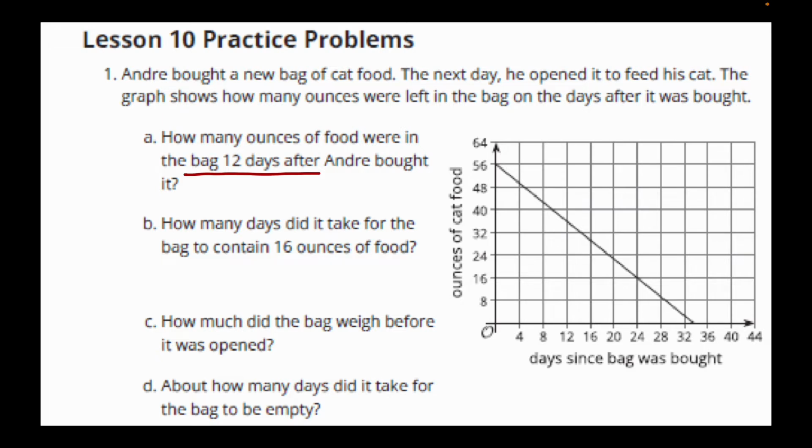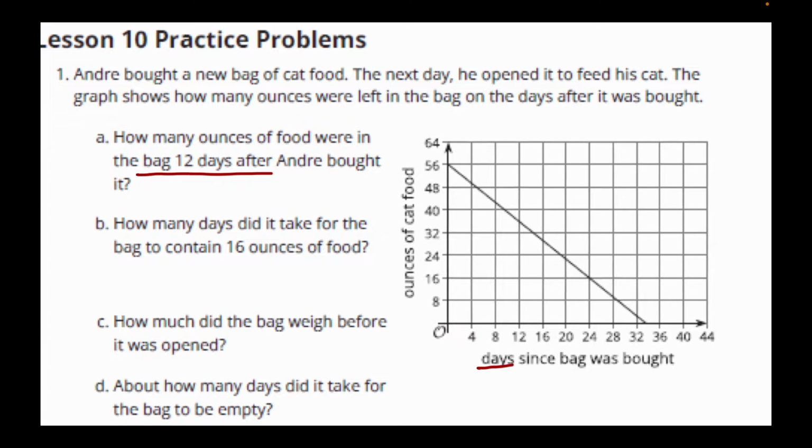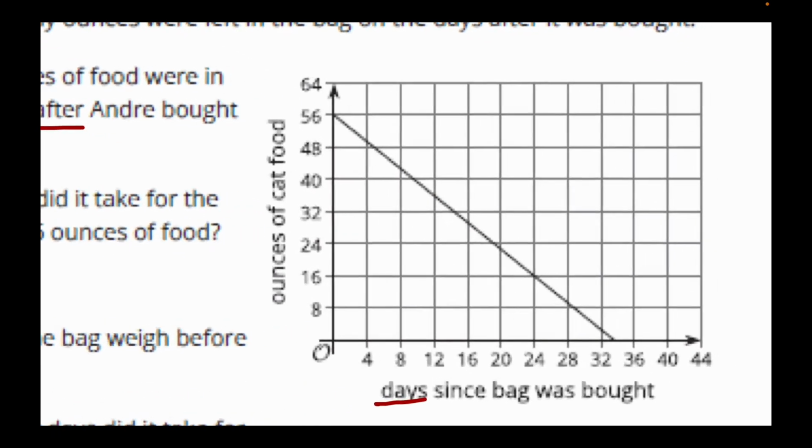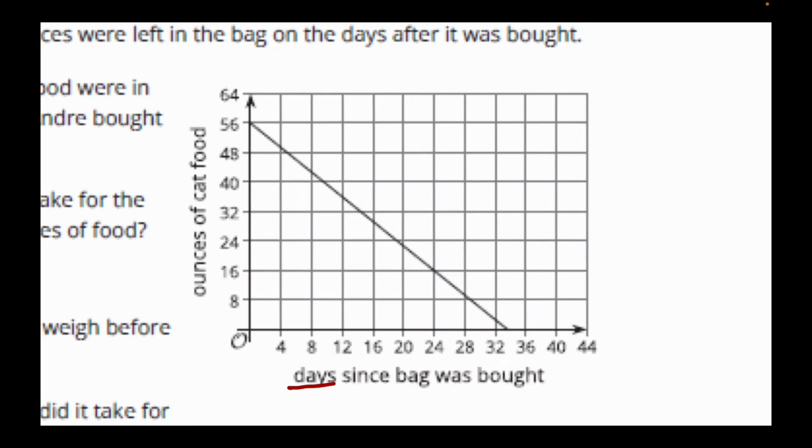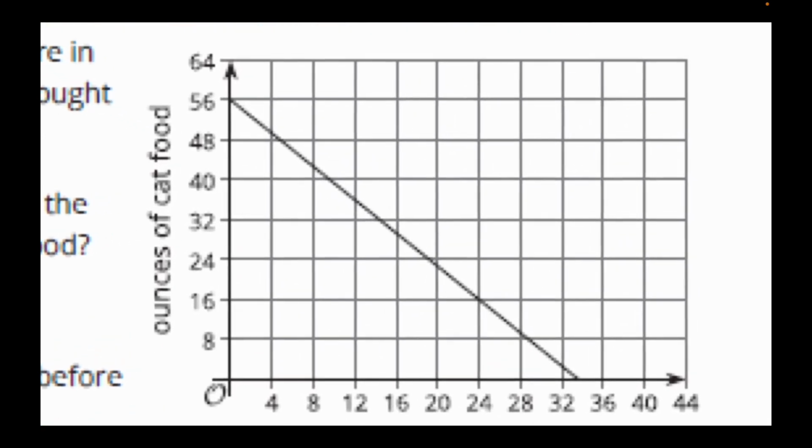So we have, labeled for us down here at the bottom, days since the bag was bought or opened. So we're going to look for 12 and then follow that up to our graph and put a point and try to figure out how much was there based on our graph. So we're going to use some numbers. This one looks about halfway. So from 12, halfway between 40 and 32.